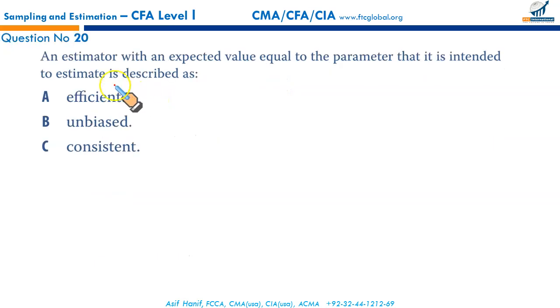Next, an estimator with an expected value equal to the parameter that it is intended to estimate is described as a... straightforward, it's a textbook-based question. Unbiased. An unbiased estimator is the one for which the expected value equals the parameter it is intended to estimate.